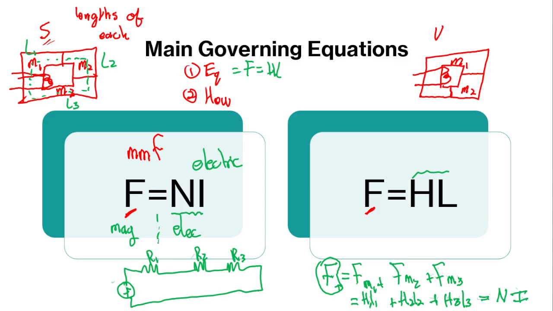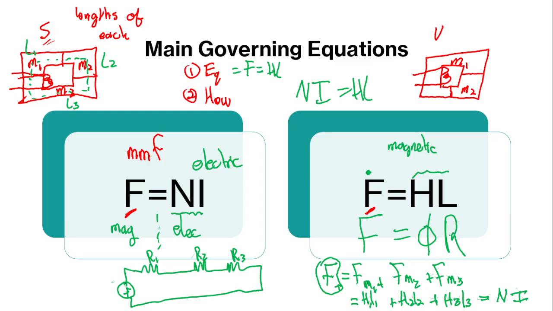So this equation here is what links the magnetic part to the electric part. Because if you have F, you could go across into the magnetic part. The big one is Ni equal to HL. The other governing equation on this side is F is equal to phi R, where R is the reluctance. You remember that? F is HL, F is phi R, and F is Ni.